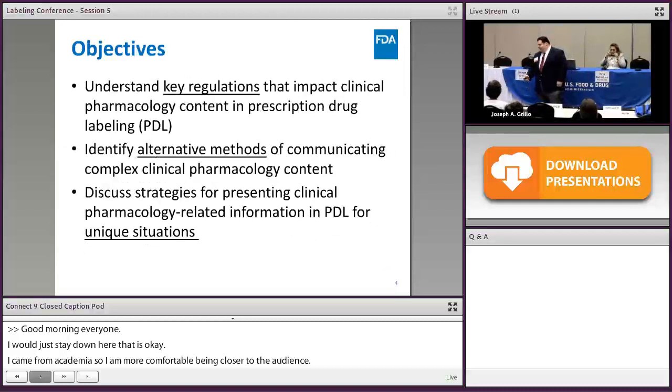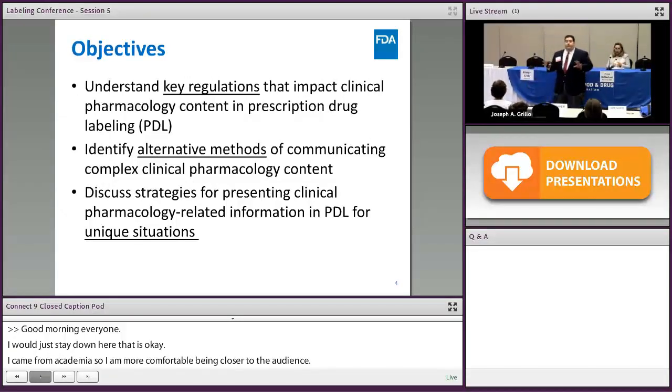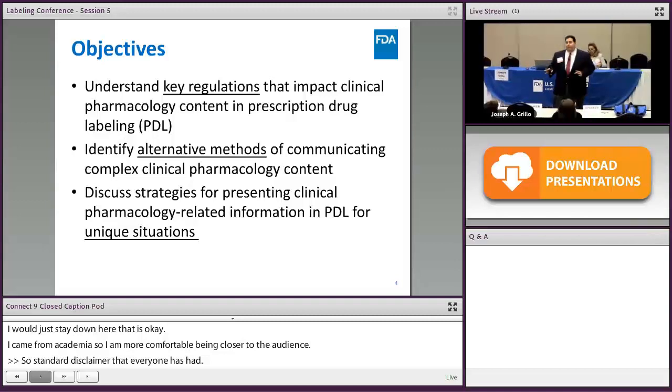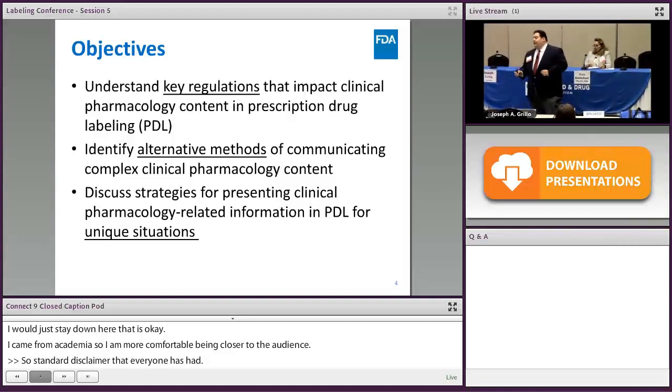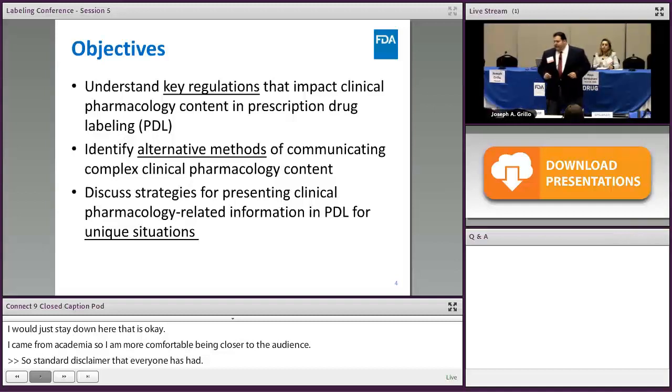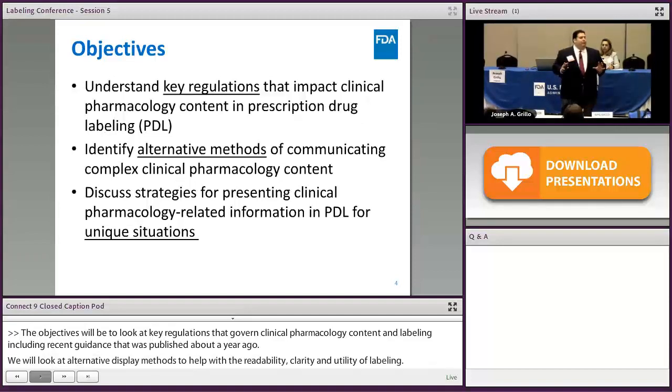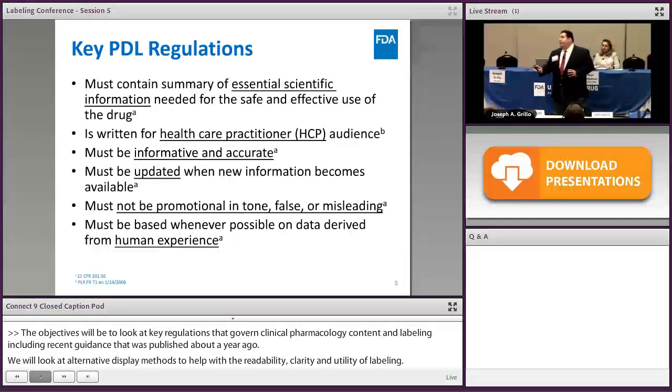So, standard disclaimer that everyone's had. The objectives for today's talk will be, first, to look at some of the key regulations that govern clinical pharmacology-related information and labeling, including our recent guidance that was published almost a year ago. Second, we'll look at some alternative display methods to help with the readability, clarity, and utility of labeling. And last, we'll discuss some strategies for some unique situations that you might find in the clinical pharmacology section, such as modeling and simulation related data and in vitro data.